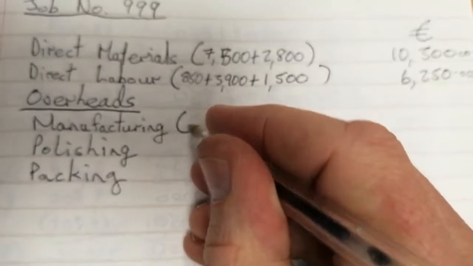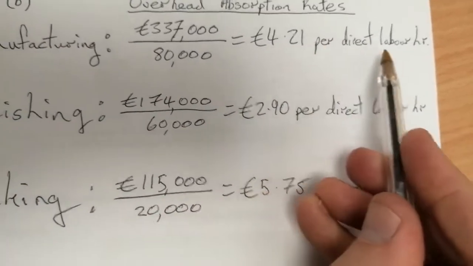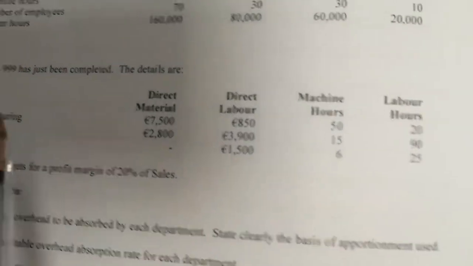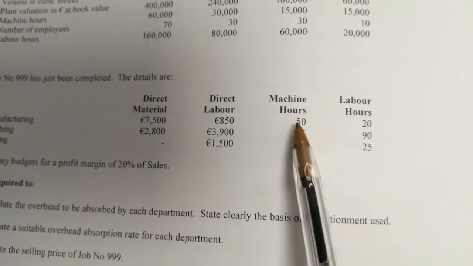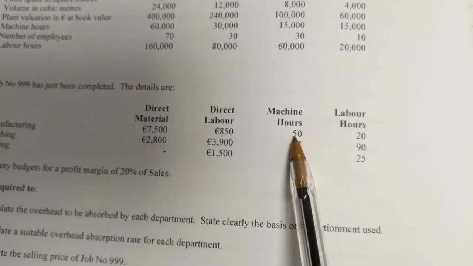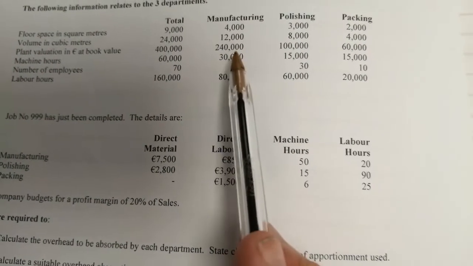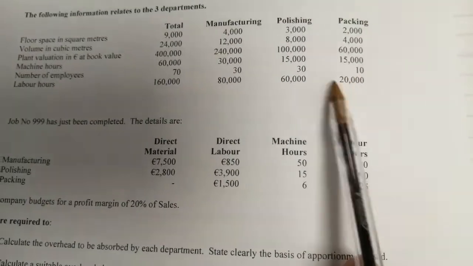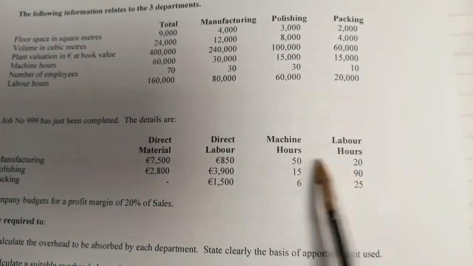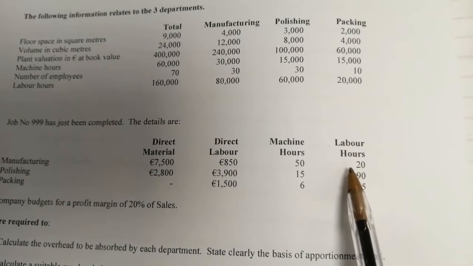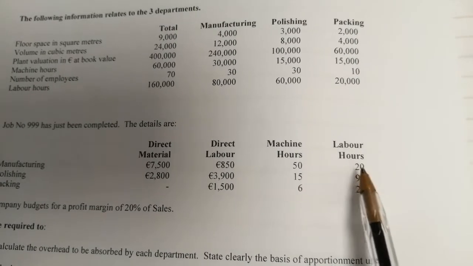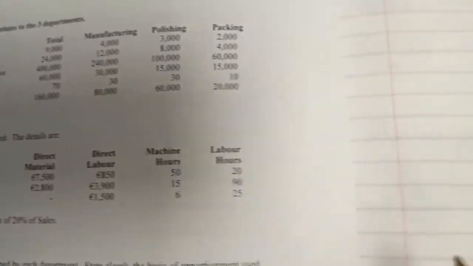So for manufacturing, we have an overhead absorption rate of 421 per direct labor hour. So how many direct labor hours did we use in the manufacturing department for this job? 20 direct labor hours. Now don't worry that there were 50 machine hours. Okay, when we're working out our overhead absorption rate, we're looking at what's the most dominant throughout the year, not in this particular job. Okay, so don't worry that this is bigger than this.